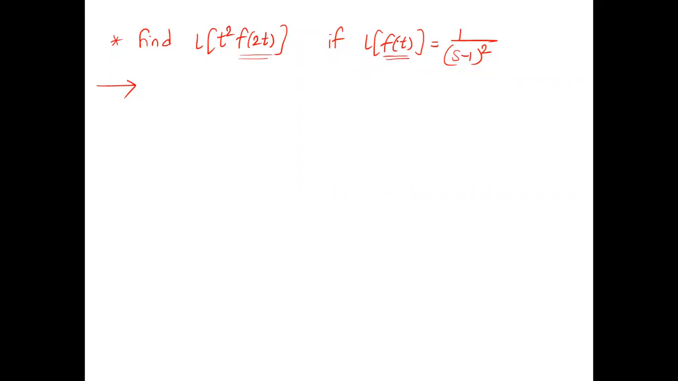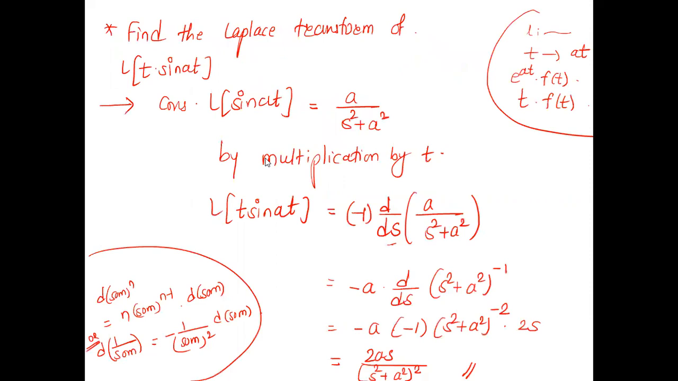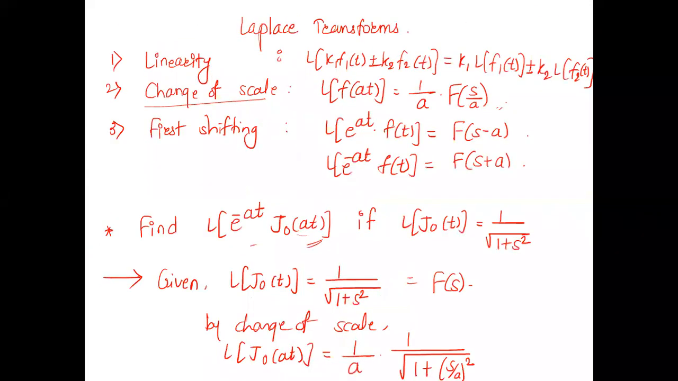If you can see properly, t is given and 2t is asked, so first t must become 2t, that is change of scale. I'll write the given things. Laplace of f of t is this given. Then by change of scale, we want Laplace of f of 2t. So what is that property? Laplace of f of at is 1 upon a into f of s upon a.